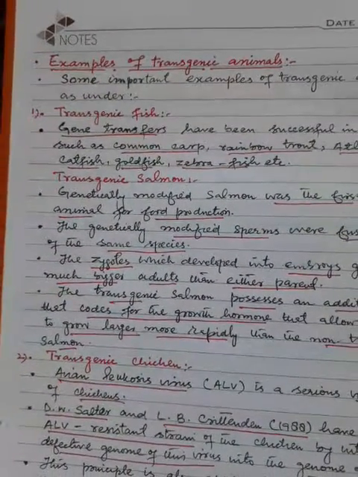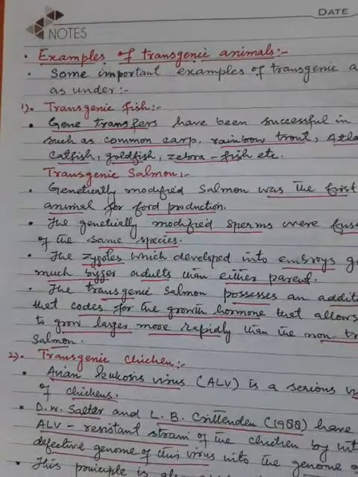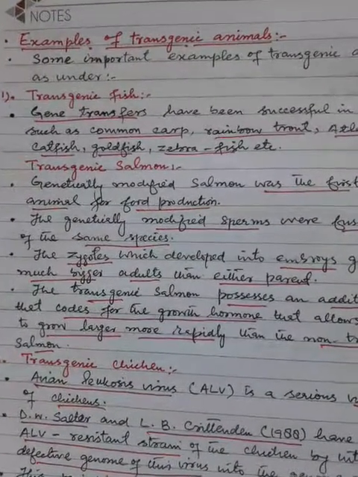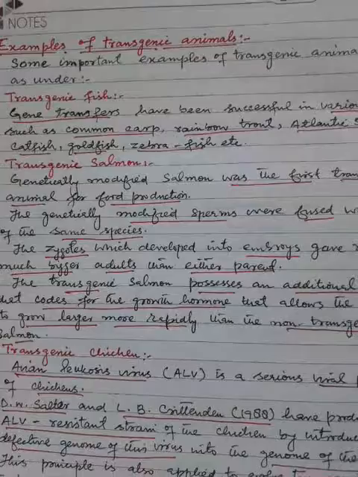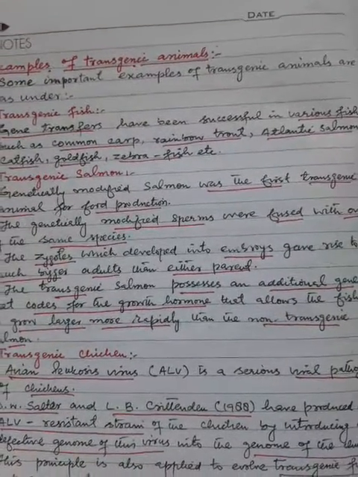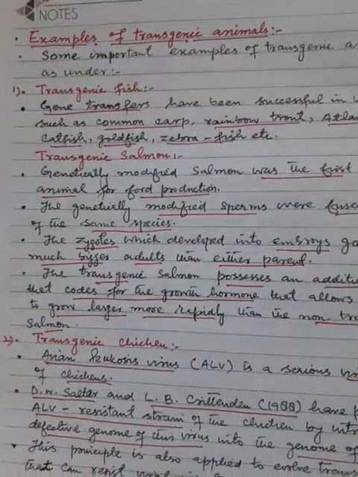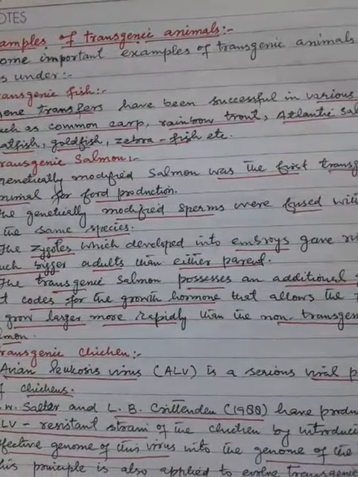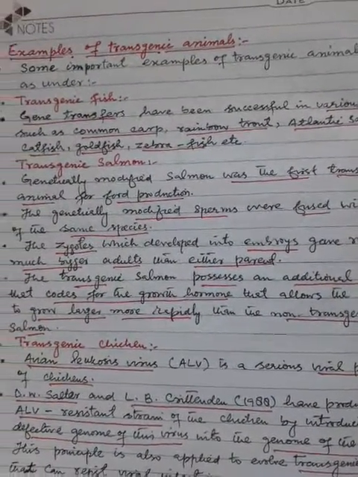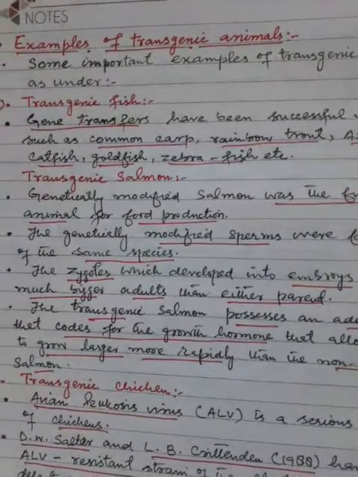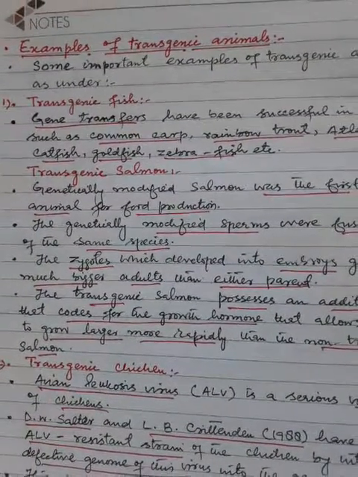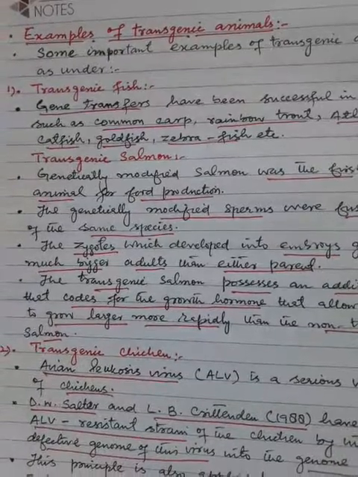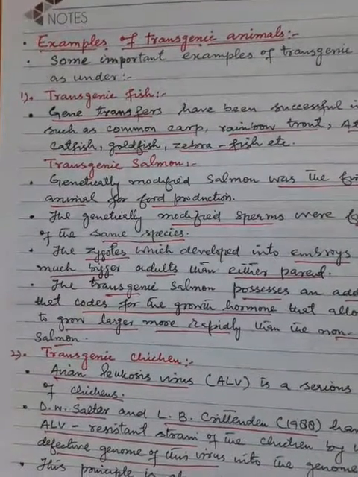Number first, transgenic fish. Gene transfers have been successful in various fish such as common carp, rainbow trout, Atlantic salmon, cuttlefish, catfish, goldfish, zebrafish, etc. Now, transgenic salmon.